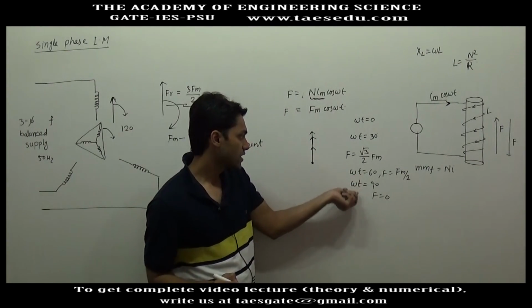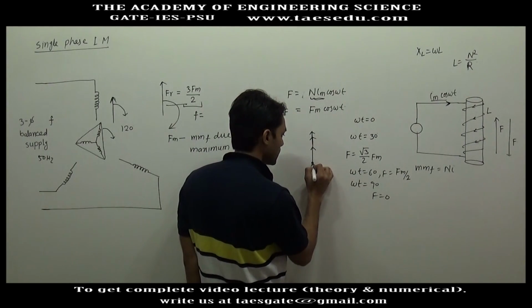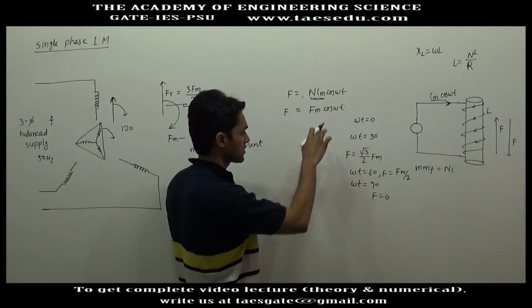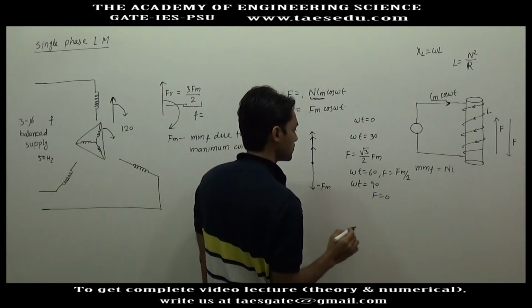In the same way, if you increase omega t from 90 to 180 degree, at 180 degree we will have maximum magnitude in reverse direction. Okay, so this is minus Fm.